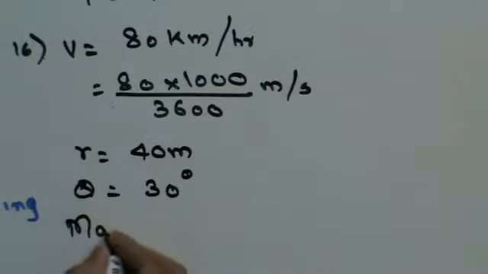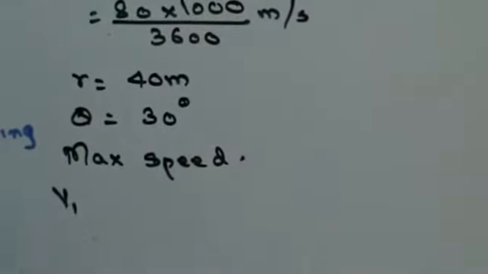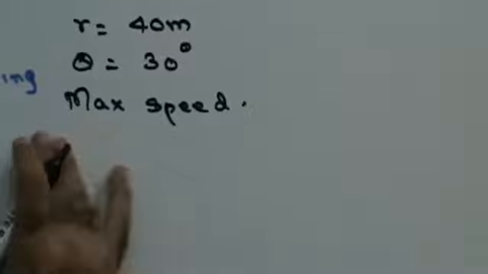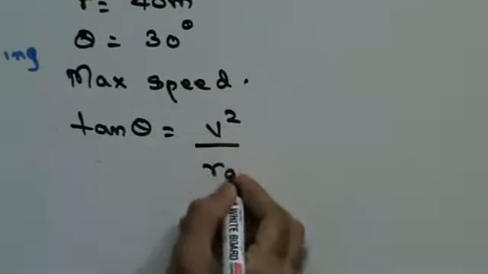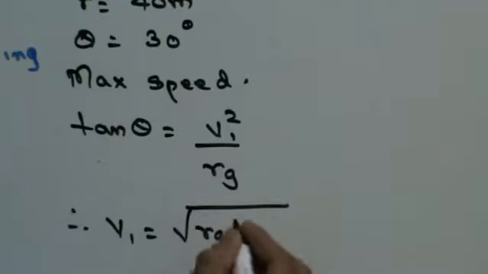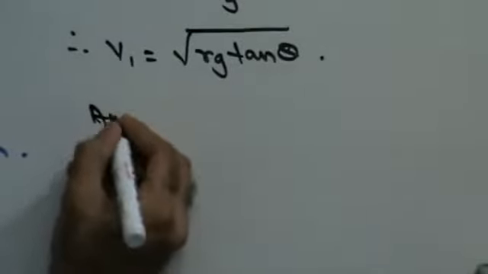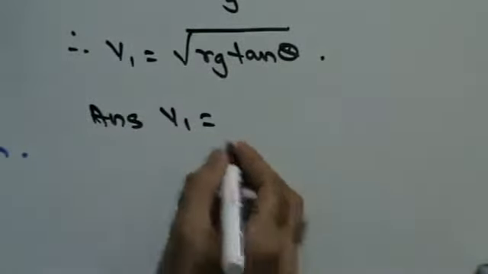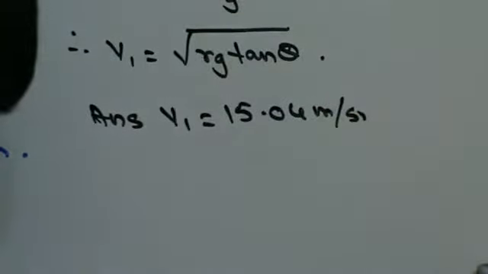Now first let's find out the maximum speed. We'll call that V1. Now we know that tan theta is V square by Rg. Therefore I can say that V is square root of Rg tan theta, right? When you solve this, you will get the answer for V1 to be 15.04 meters per second. That is the maximum speed at which you should be driving.